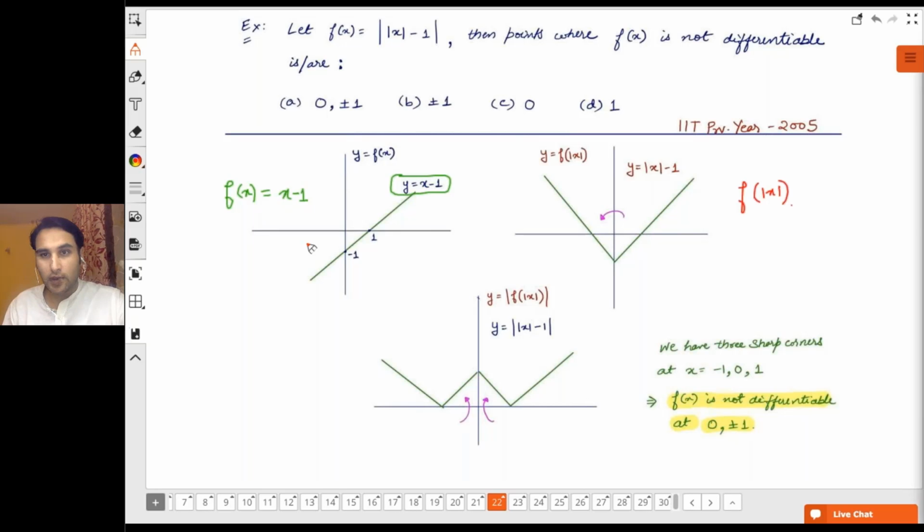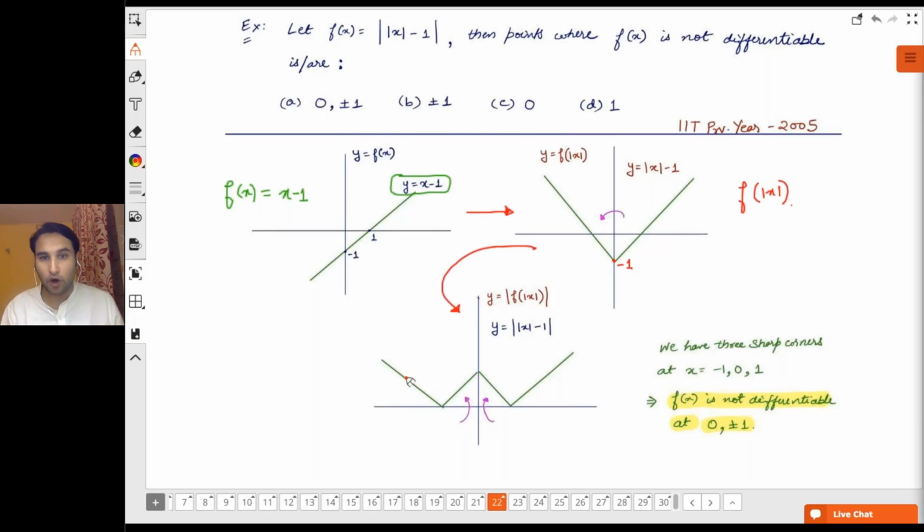What happens in f of mod x? We erase this portion of the graph and we take a mirror image of the right hand side portion of the graph. Right hand side means the positive x-axis graph. This portion of the graph, you take a mirror image of it. So this becomes our graph, which is the graph of f of mod x. Now we went from here to here, and now what are we doing?